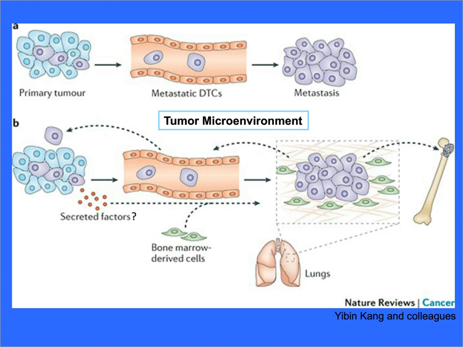But I'm highlighting to the left, where I have those little dots, secreted factors such as exosomes may be the key players that help mediate communication between tumor cells and cells at distant sites to enable the metastatic process to continue.